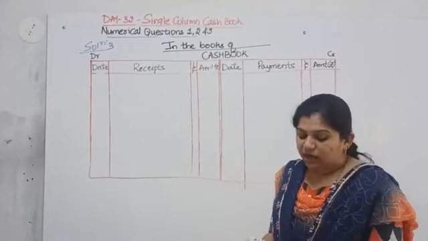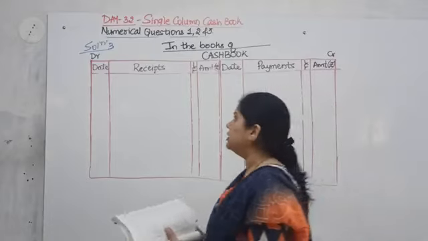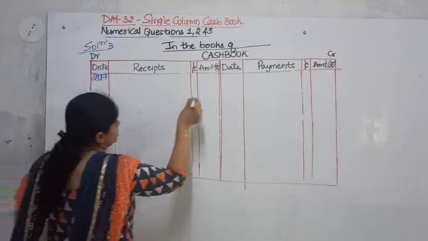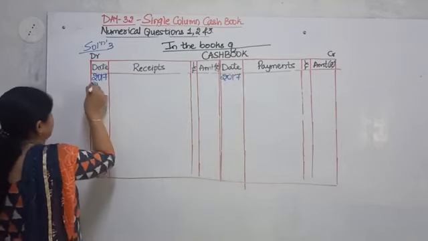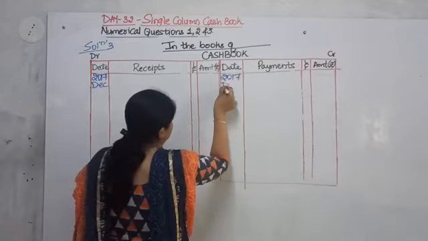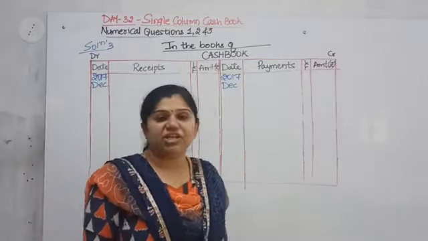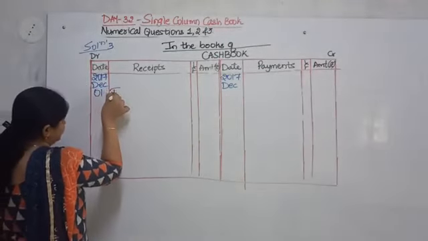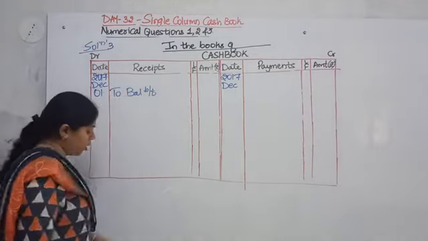Okay, let us start. Enter the following transactions in simple cash book for December 2017. So write down the year first. 2017. Then write down December. Now let us record the entries. First is cash in hand. Cash in hand means what? Opening balance. So write down to balance brought forward.